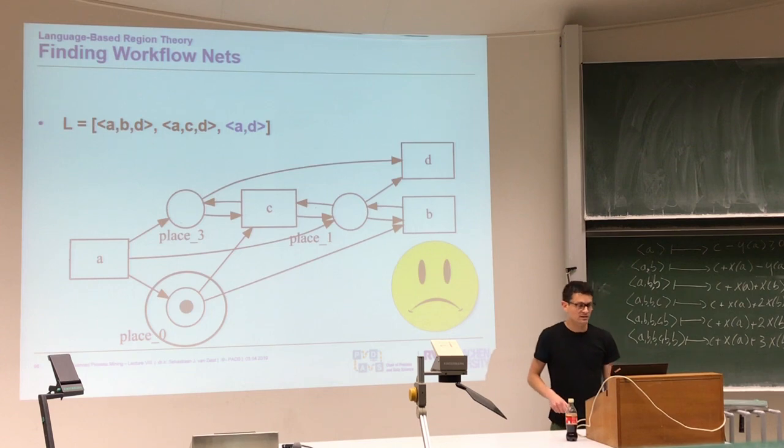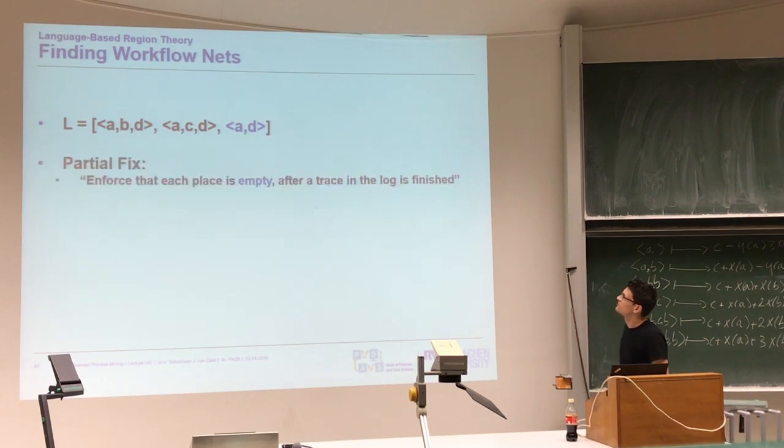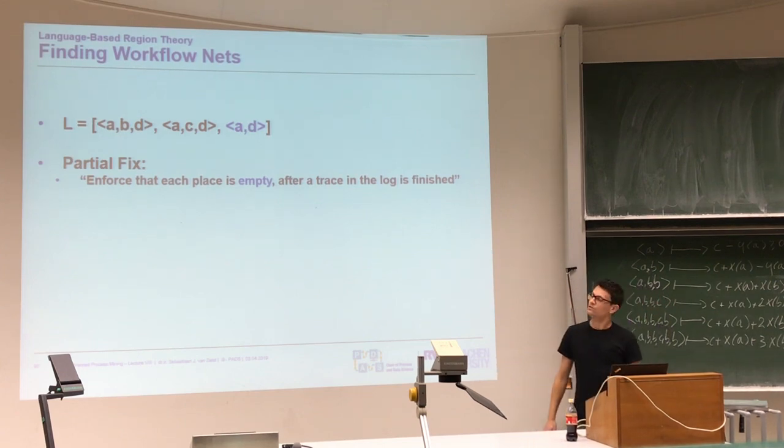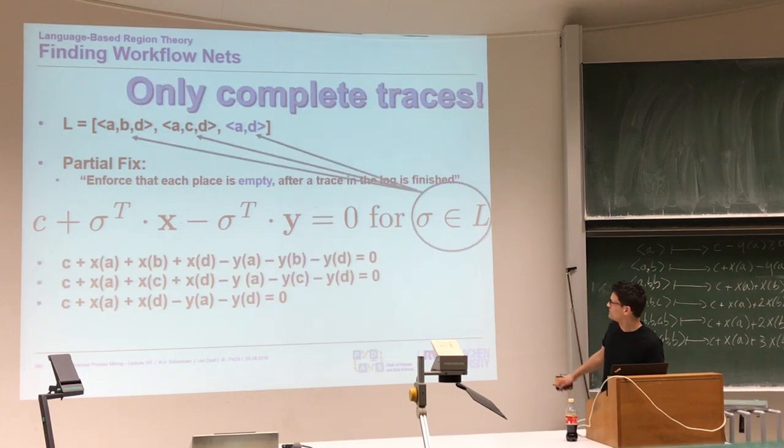So, with respect to soundness and workflow nets, this is problematic if we apply this basic strategy as I explained to you, because we do not enforce any behavioral properties in any way. A partial fix that we can apply is enforcing that each place is empty after the trace in the log is finished. And we do so by adding constraints that look like this. And I have an example for that.